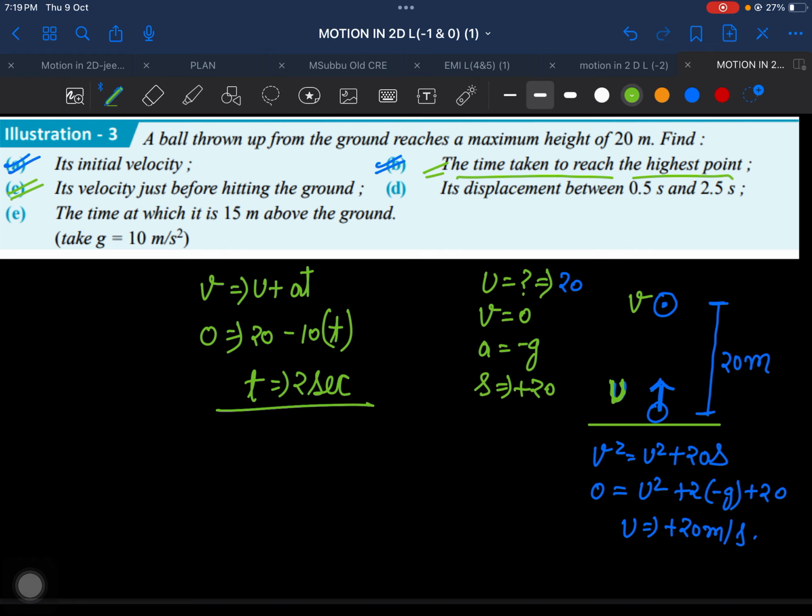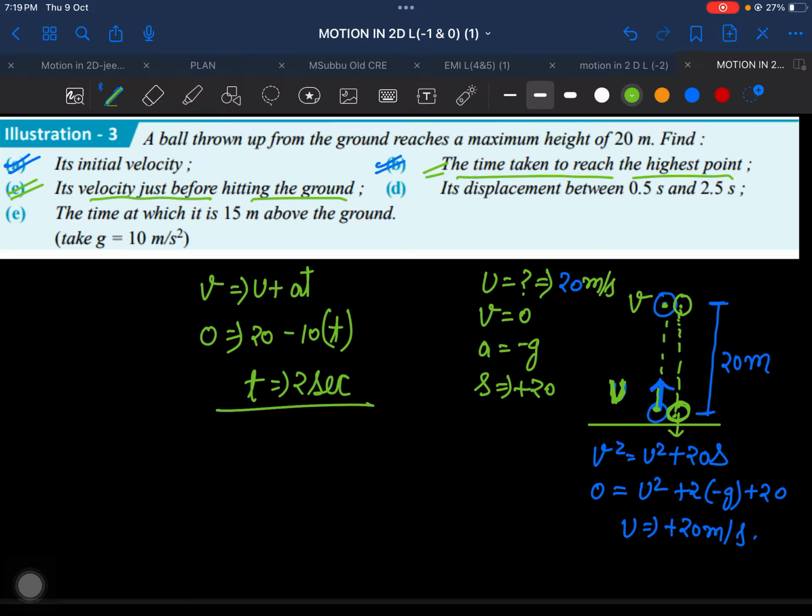Good. Now its velocity just before hitting the ground. So when this ball goes up and reaches the maximum height, then after that what will happen? It will start coming down, and it will hit the ground again. So from the conservation of energy we can also say that the velocity at the time when the ball hits is again the initial velocity, which means it will be the same as 20 meter per second. Or you can solve it again.